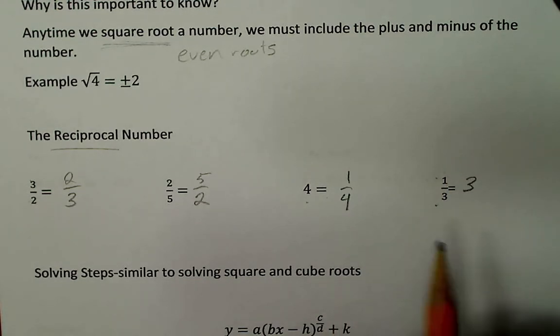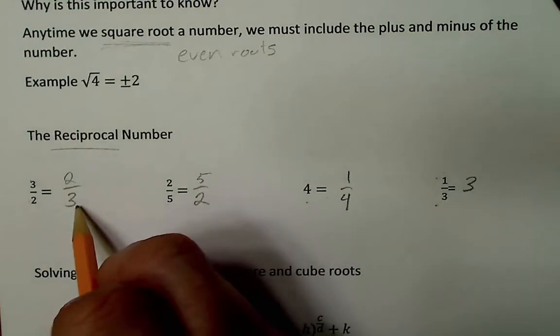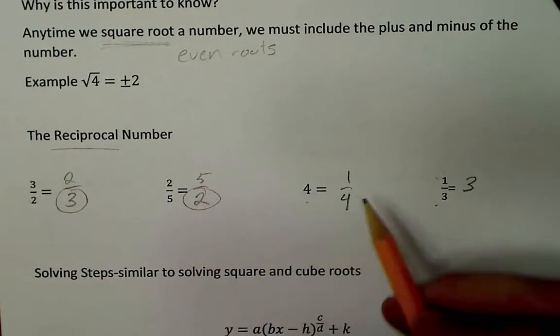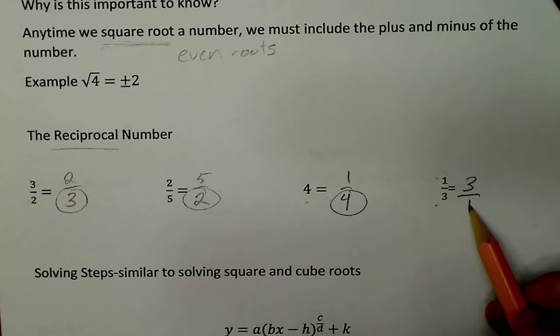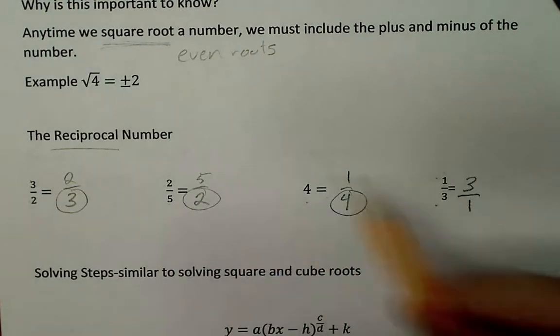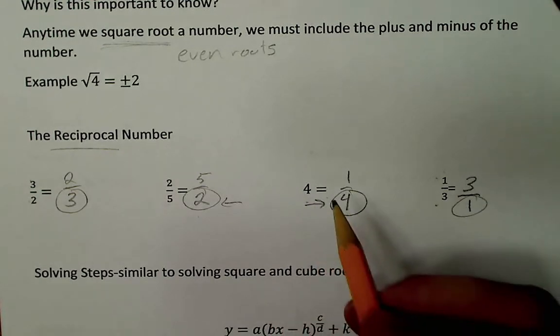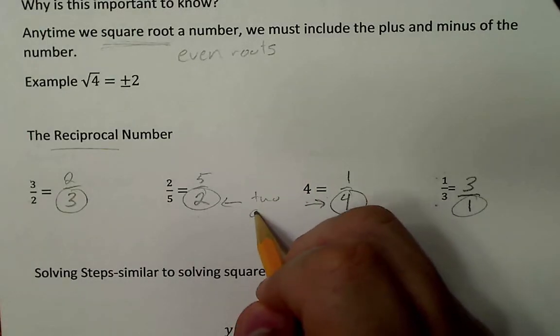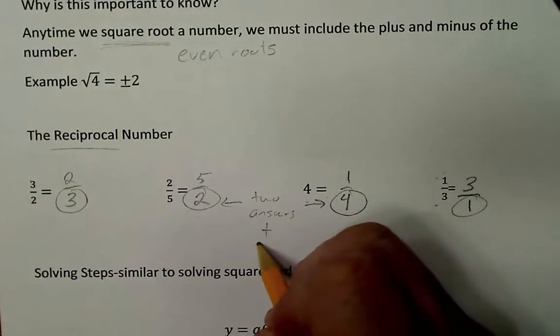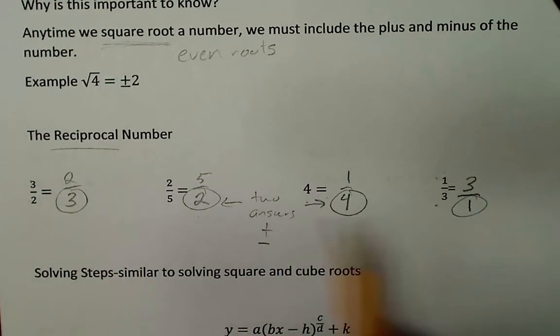The reason I'm doing this is that I want you to notice the denominator values. This one would be over 1. These two are even roots, which means I would have to check for 2 answers, which means it's plus or minus, whereas the odd roots don't have to worry about that too much.